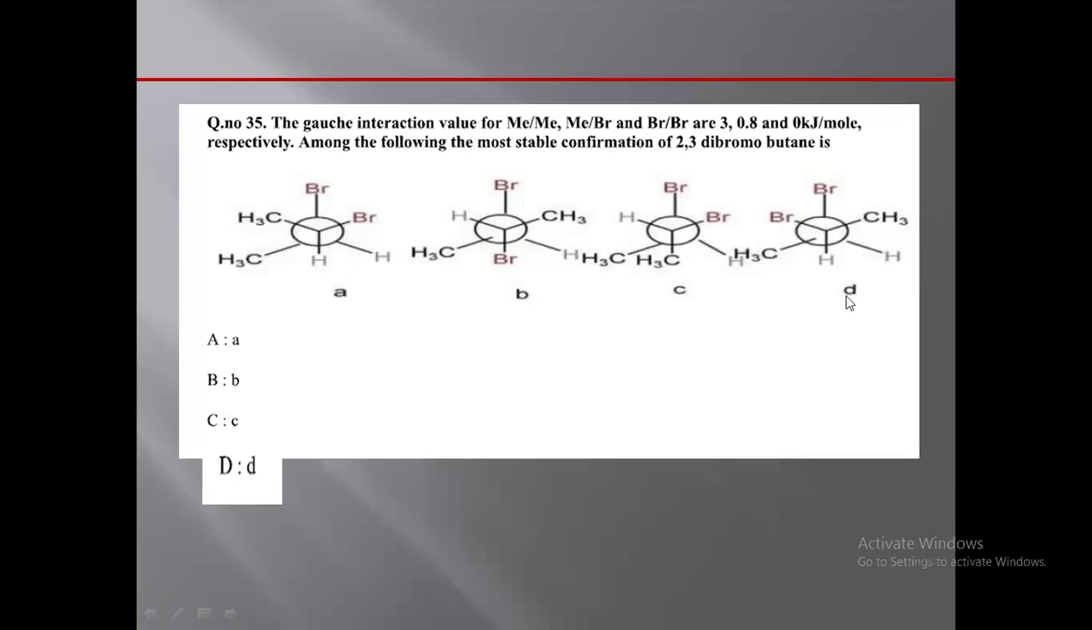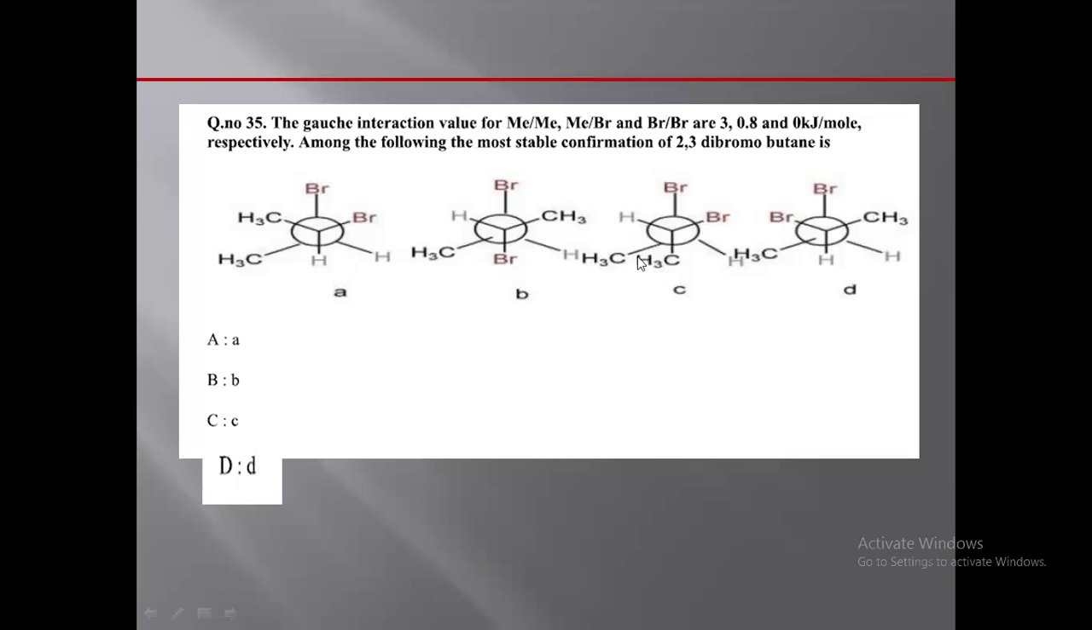Yes, but come to D. So D here, the CH3 methyls, there is no steric repulsion. Yes, there is no steric repulsion. So D option is correct. Why? As you know, if the methyls are very close, it is 3.3 kilojoule per mole.